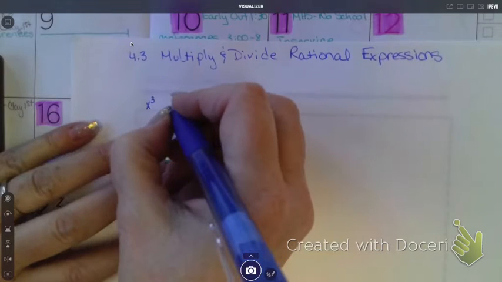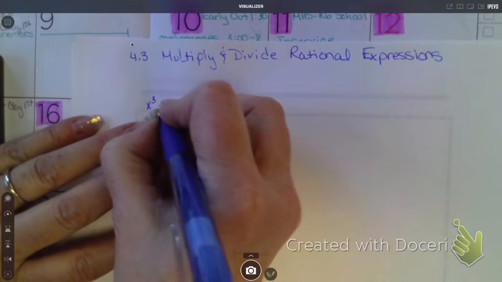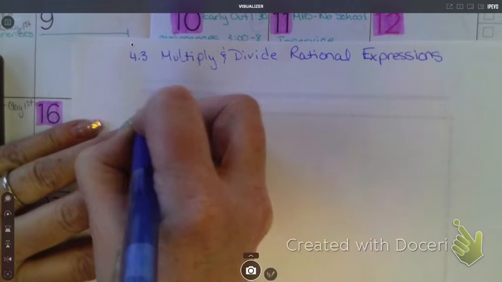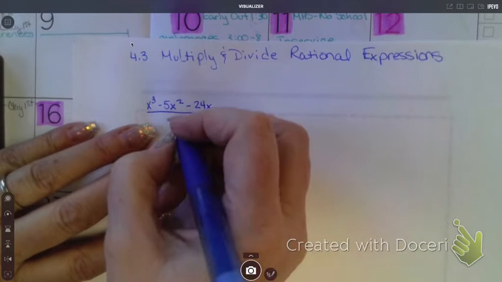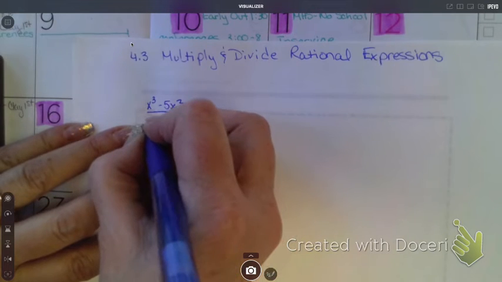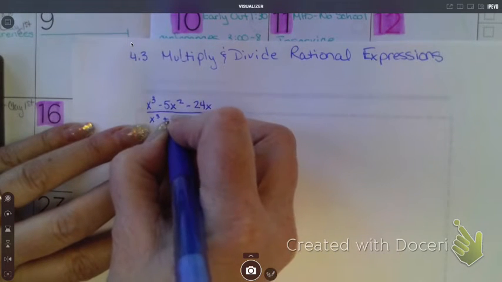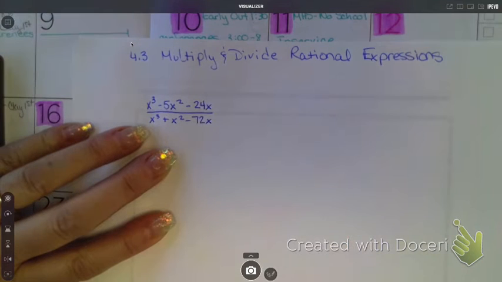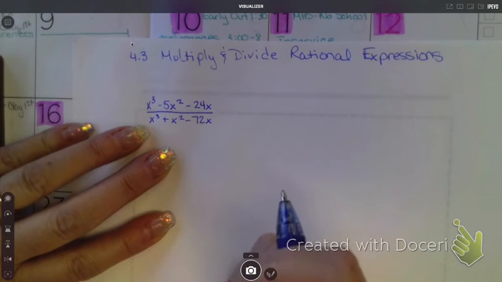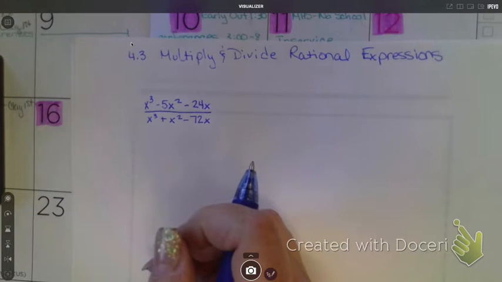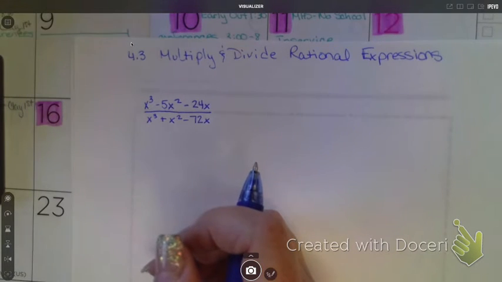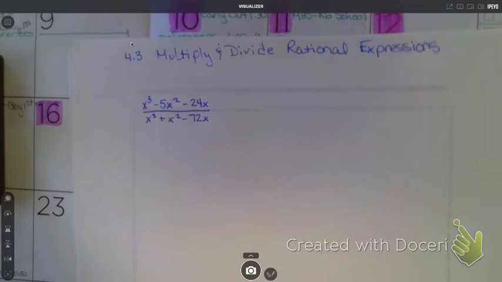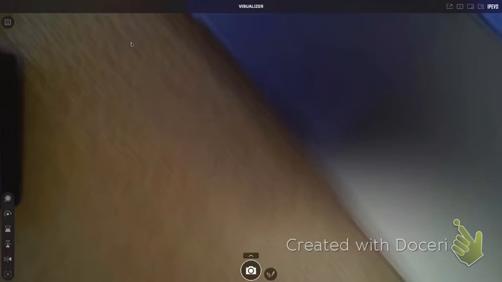So I have x cubed minus 5x squared minus 24x over x cubed plus x squared minus 72x. Your directions on this say write an equivalent expression. That's what your directions would say. So what should you do? Factor. Factor and reduce, right?